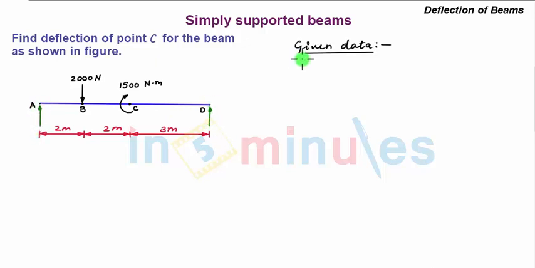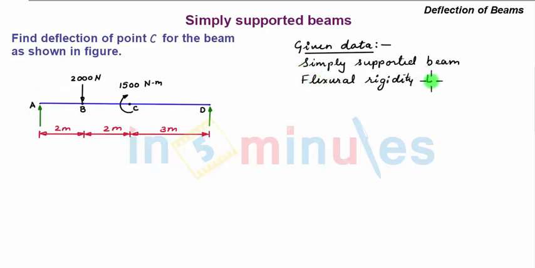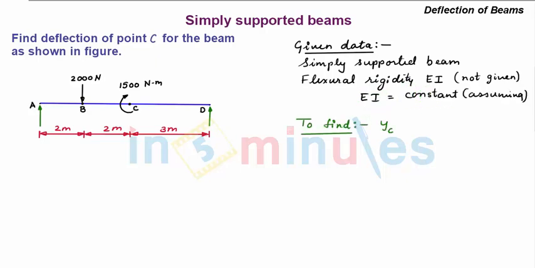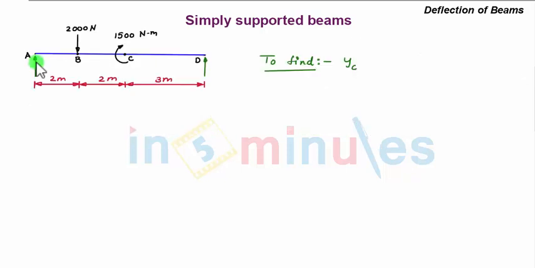So the given data in the problem is we have a simply supported beam, and no information is given about the property of the beam, that is the flexural rigidity, which is E into I, is not given. So we'll assume EI as some constant, and in this problem we have been asked to find the deflection at point C, or YC. So first we'll assume the vertical support reaction at point A as VA and the vertical support reaction at point D as VD.